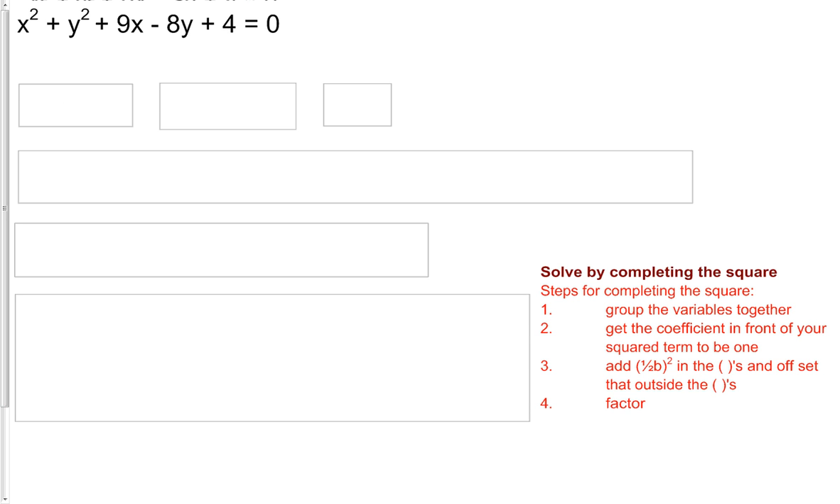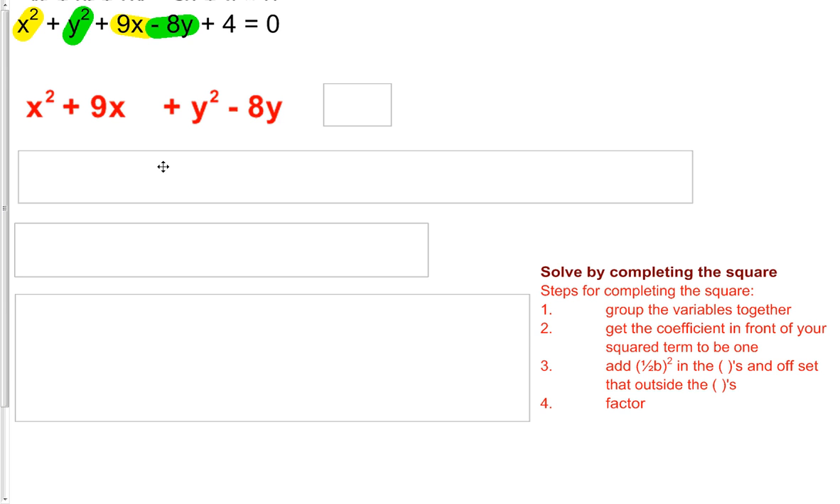So we're going to start out by putting our x terms together so that we have x squared plus 9x. We're going to do the same thing with the y terms. We have y squared minus 8y. I'm going to put those next to each other. And then finally, our 4, we're going to put that on the other side of the equal sign. So we're going to subtract 4 from both sides so that it equals -4.